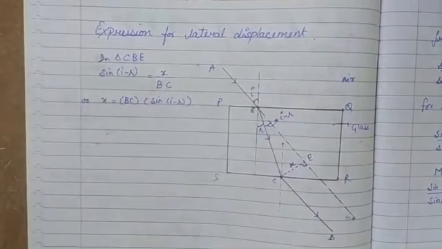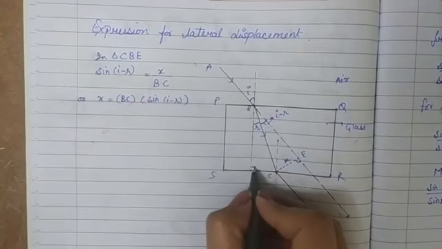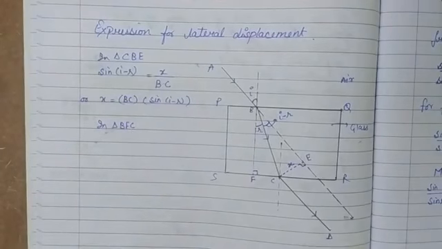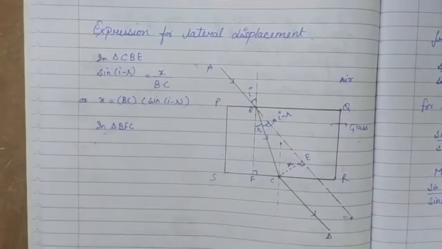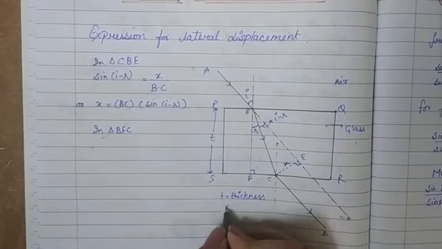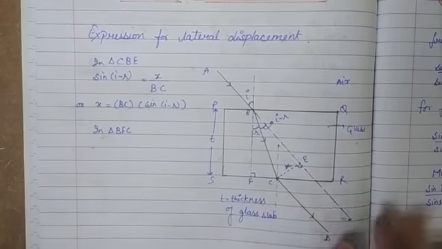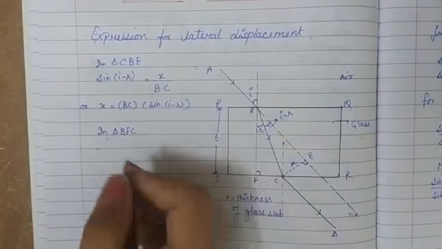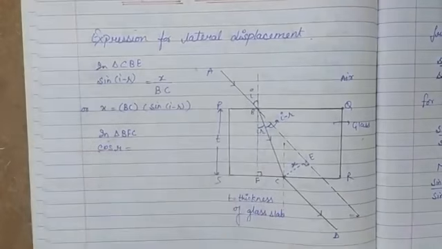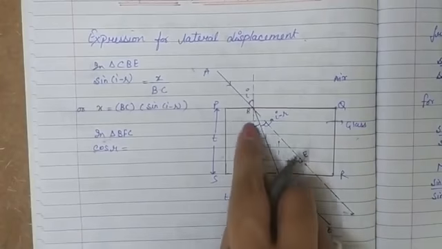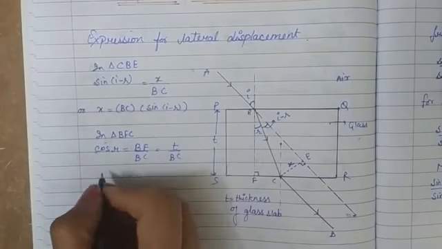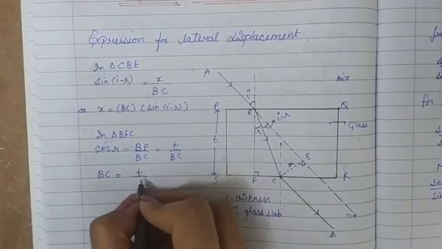Okay, again I am working in the triangle BFC. This time I am taking this right angle triangle. In triangle BFC, let T be the thickness of the glass slab. Then this length BF is T, and for this angle R, I am trying to calculate cos R. Cos R is equal to base upon hypotenuse. So for this angle R, base is BF and hypotenuse is BC. So the value of cos R is BF upon BC, which is equal to T upon BC. On rearranging we get BC is equal to T upon cos R.